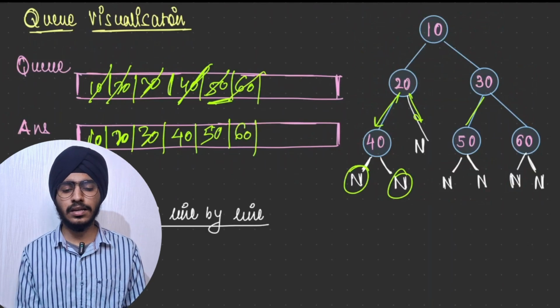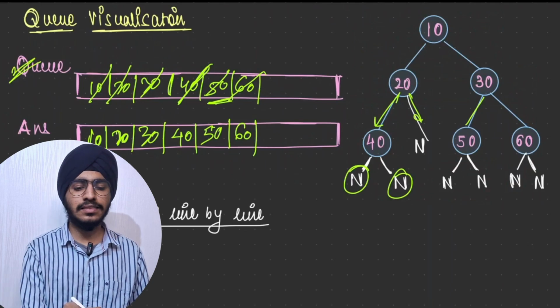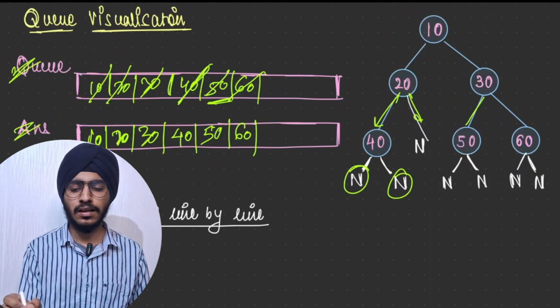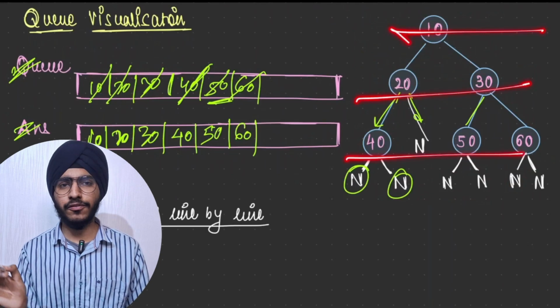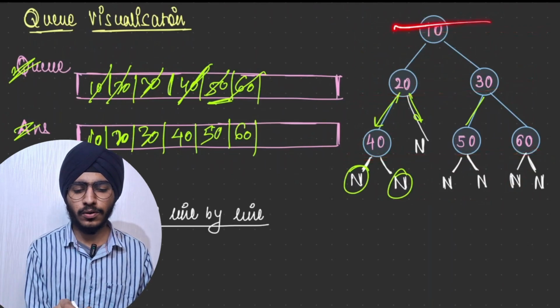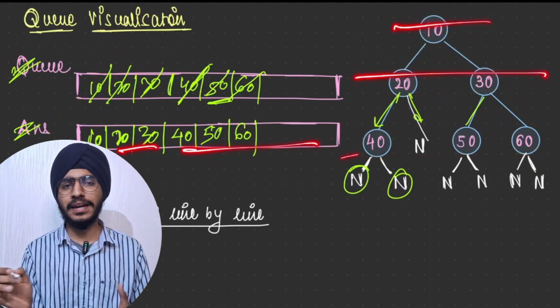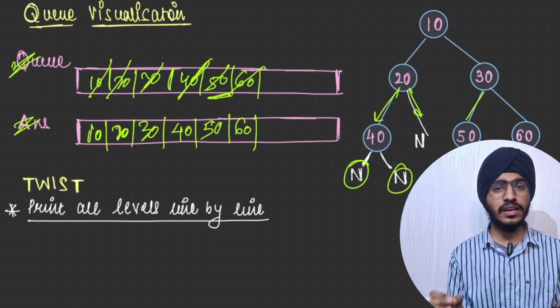Left, right, null, nothing. Q now becomes empty, and this is the answer of level order traversal: 10, 20, 30, 40, 50, 60. So you can see 10, 20, 30, 40, 50, 60. This is how we maintain the level order traversal. Now here comes the twist.